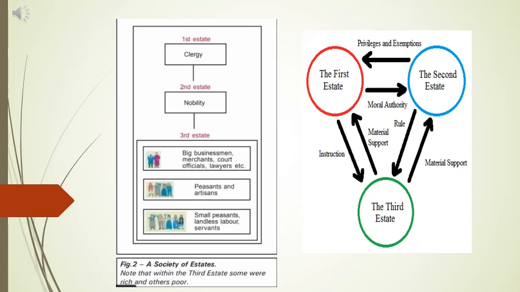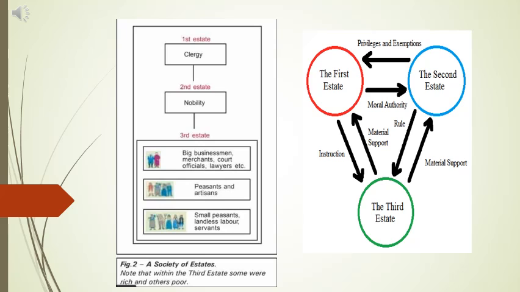Now coming to the next slide, as you all can see, there are three circles. Can you see the first state, the second state and then the third state? There are three circles. Now as you all can see, there are black arrows over here. The first state is giving instructions to the third state. And what is the third state doing? The third state is giving material support to the first state. As we all know, the first state over here is the clergy. So they are getting the material support from the third state.